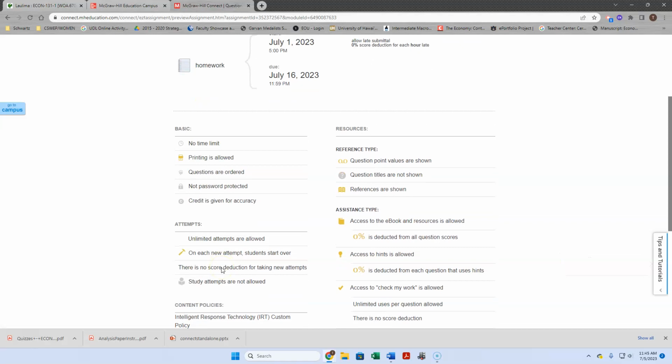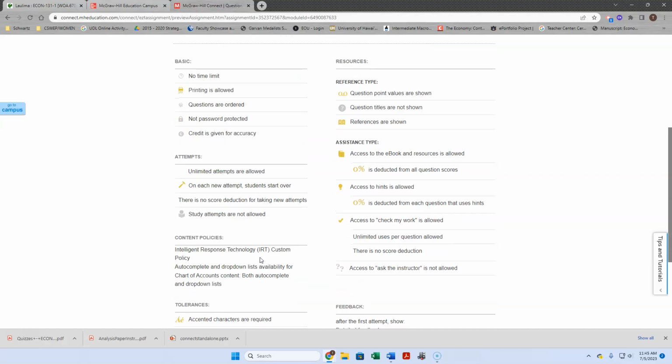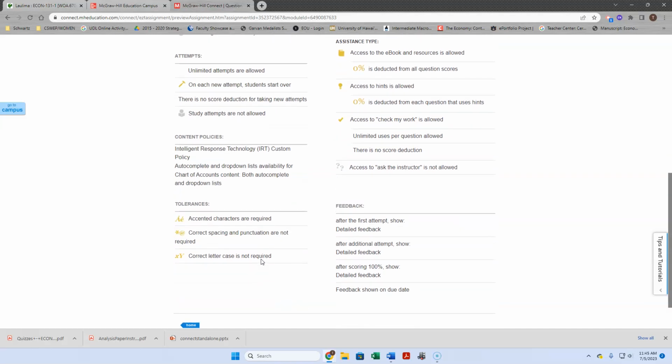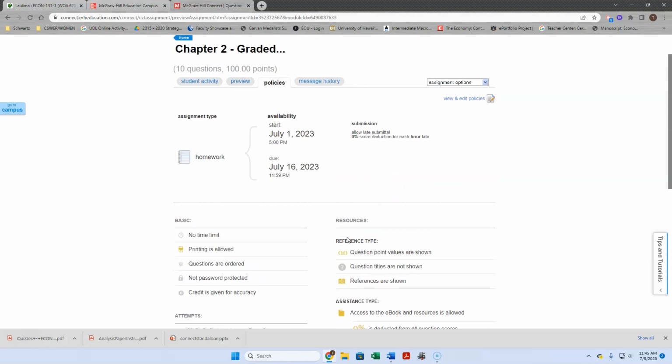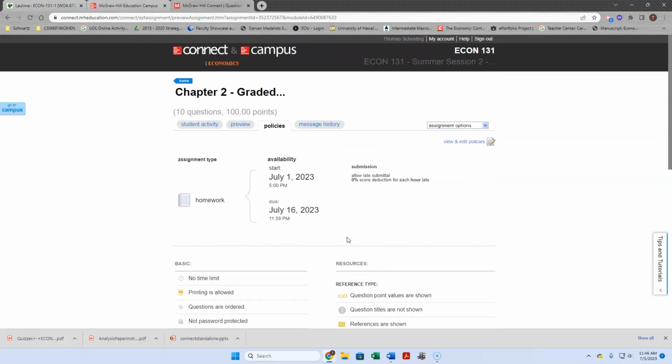What that means is that each time you do this homework, you have to start over again. But after you do it, it is going to give you feedback. The feedback is that it's going to tell you what you got right and what you got wrong. So the idea here is that for the graded homework, you do need to do it. There are points involved here. You can print things out if you need to.